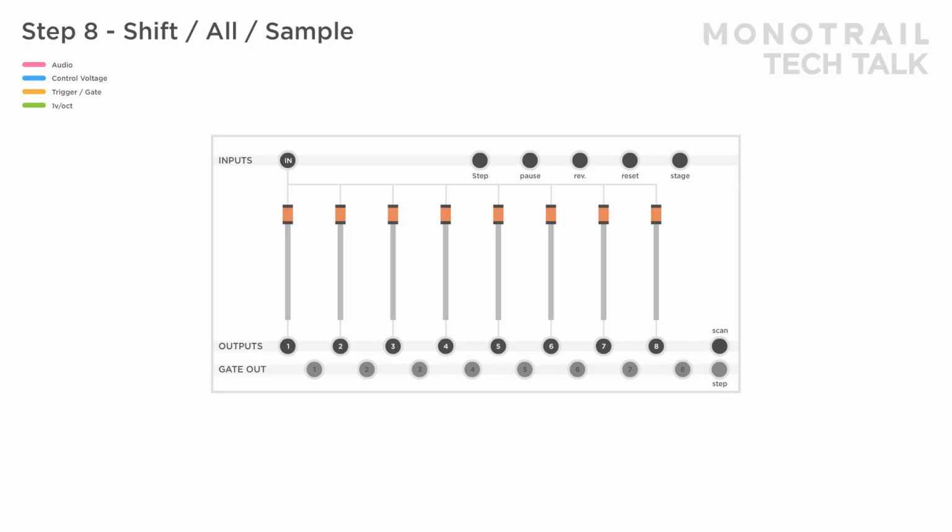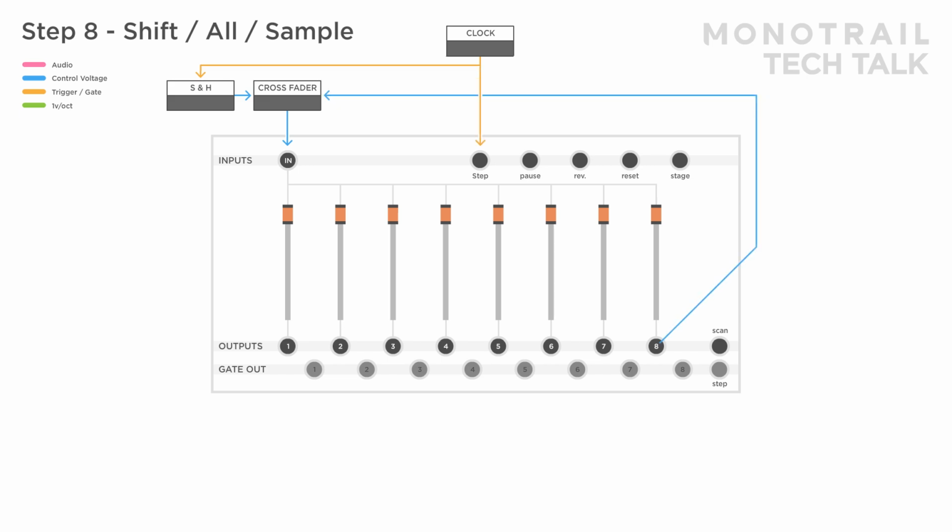Another fun sequencing idea is to patch a crossfader before the input of step 8. This allows you to crossfade between 2 inputs. For example, a sample and hold generator that is following a clock, also used to drive step 8, and the last output of the step 8.